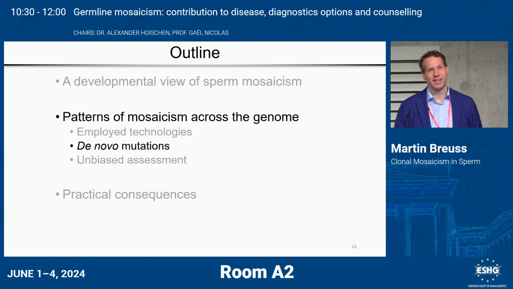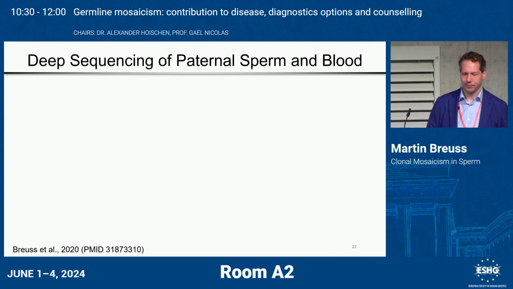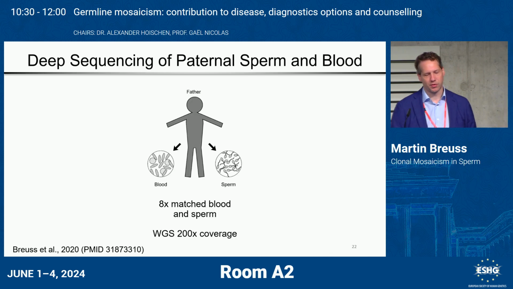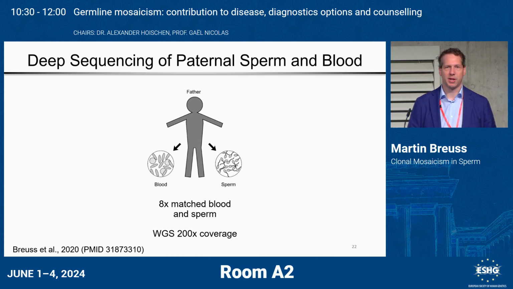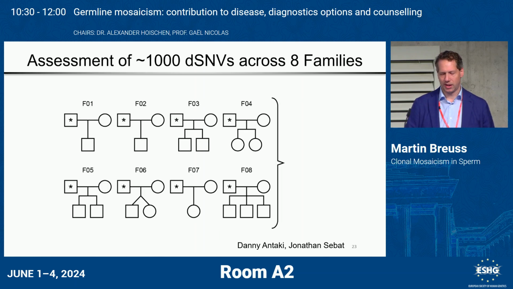So what about looking at de novo mutations at a larger scale? For this study, we obtained samples from 8 fathers. We had matched blood and sperm samples, and we did whole genome sequencing at 200x coverage. Just as a reminder, we typically would look at 30 or maybe 50x for whole genome sequencing. So this is really a 4 to 7 times increase over what we normally do, to increase our sensitivity to pick up mosaic variants.